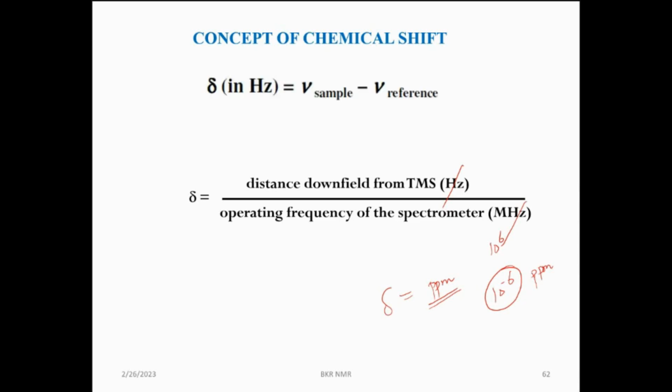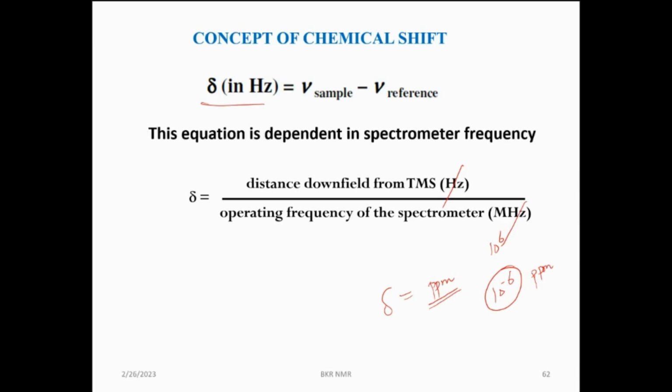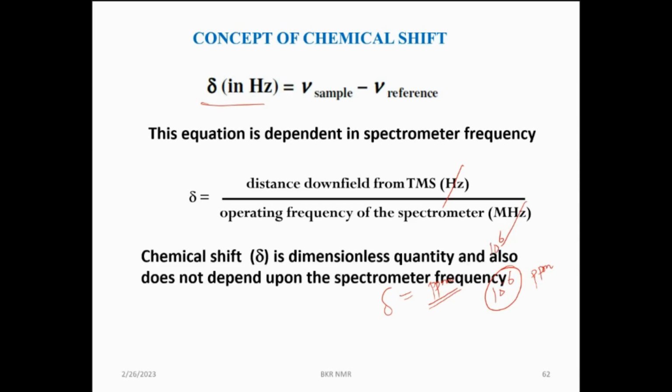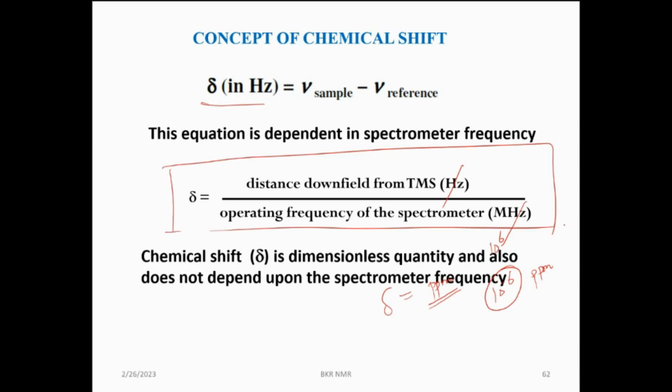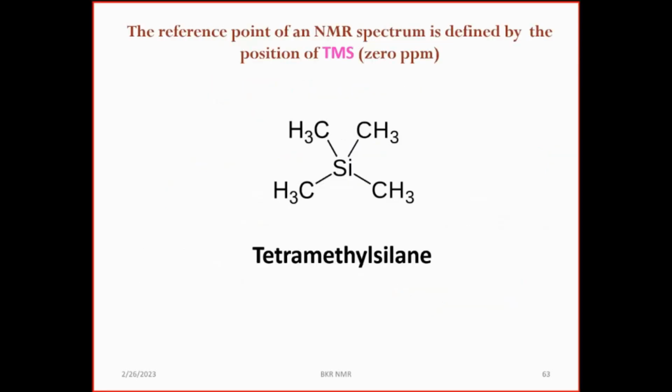If I say delta in hertz, you'll have mu sample minus mu reference. If I take it like this, what will happen? I'll have different delta values on different instruments. So it is dependent on the hertz. This equation depends on the spectrometer frequency. That is why you choose this particular equation, where you have hertz in the numerator and hertz in the denominator. Therefore they cancel each other, and the chemical shift becomes dimensionless. It is independent of any variable. That is why you use this particular delta value.